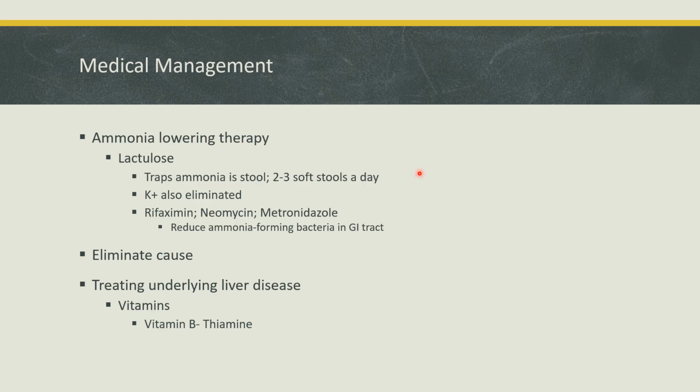And we can give this with other medications like rifaximin, neomycin, and Flagyl, because those are actually going to reduce the amount of bacteria in our gut that make ammonia. We want to eliminate the cause, so we want to treat that hepatic system if we can. If they have some sort of bacterial infection going on in their GI system, like a gastritis or something, we want to treat that. And then they might need just some more treatment for their hepatic dysfunction, like our vitamins.